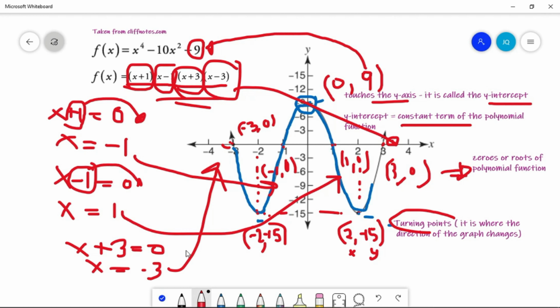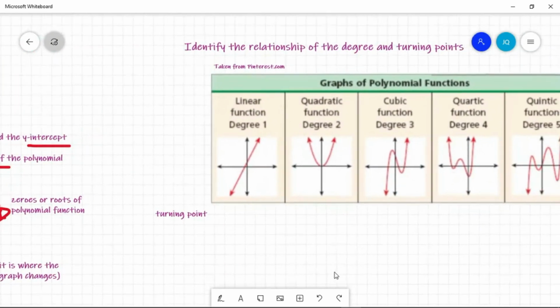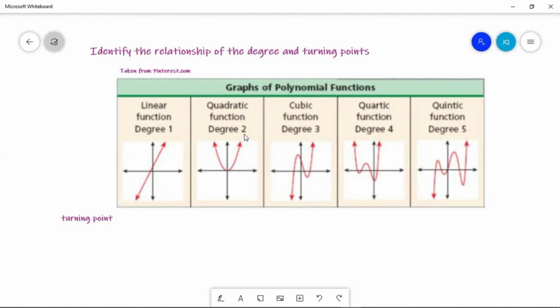Okay, so now let's have another activity, and this will help us identify the relationship of the degree and the turning points of the polynomial function. So now we are using here the term turning points. That's what we learned a while ago. It is where the direction of the graph changes.